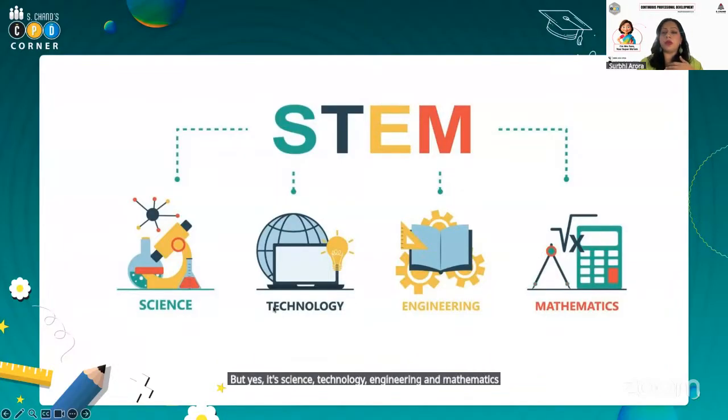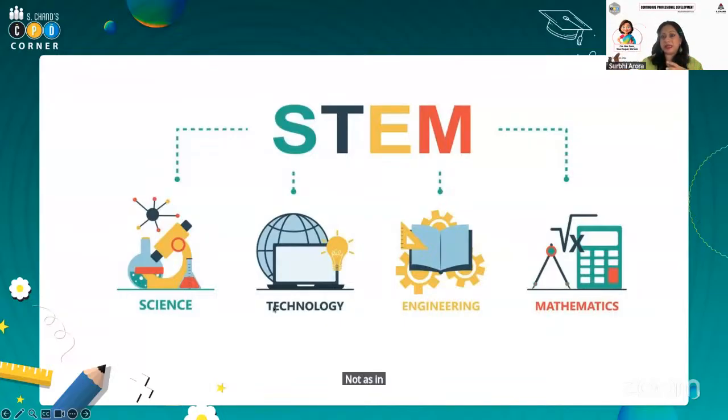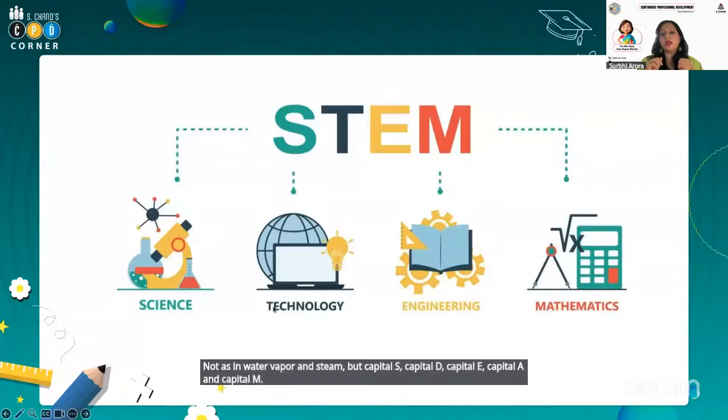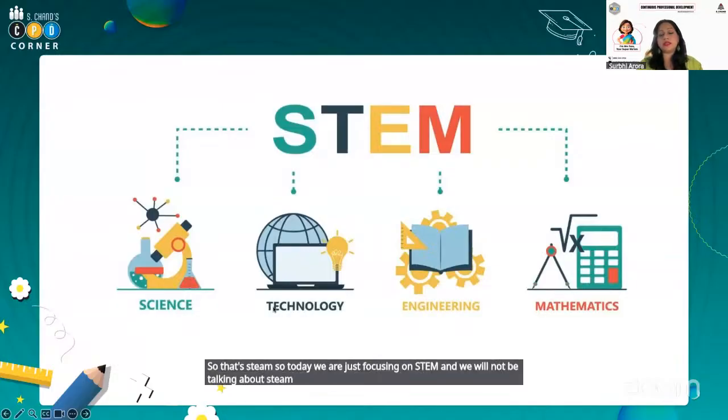Many times you would have heard about the word STEAM, not as in water, paper, vapor, and steam, but capital S, capital T, capital E, capital A, and capital M. Now, when we talk about STEAM, we're actually talking about the subject arts specifically over there. And that's when we talk about art integration and STEM education. So that's STEAM. Today we are just focusing on STEM, and we will not be talking about STEAM. However, when you enter into designing, a lot of artwork also comes in, which you can integrate as part of your STEAM education also, in case your school is following that.